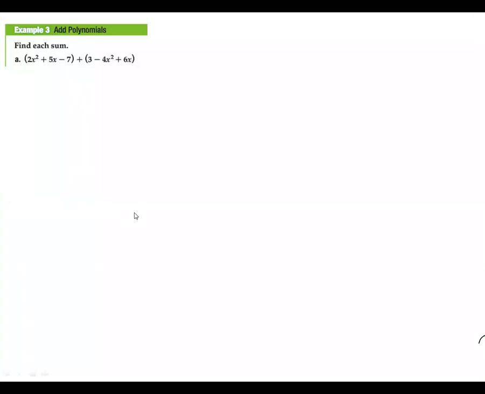All right, so let's talk about adding polynomials. We want to find each sum. Let's find the sum of 2x squared plus 5x minus 7 plus 3 minus 4x squared plus 6x. Now there are two ways you could do them, horizontally or vertically. I personally like the horizontal method, but you could use whatever method you like.